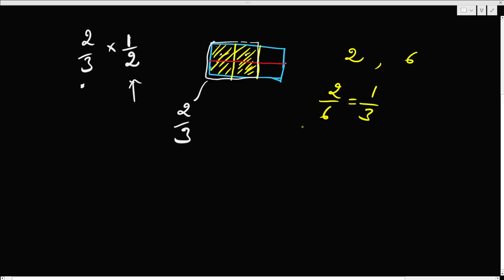This is where many students get confused. We first get 2/6, then simplify it into 1/3.